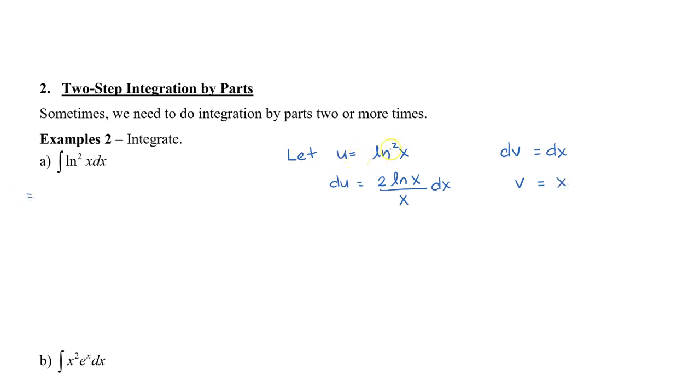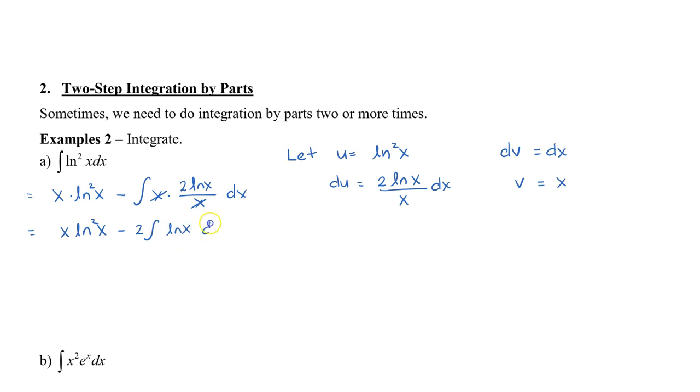So the formula is u times v. So it'll be x times the natural log of x squared minus the integral of v, which is in this case x, times 2 times the natural log of x divided by x dx. Now the nice thing is that the x's cancel off. So we have x natural log of x squared minus 2 times the integral of the natural log of x dx.